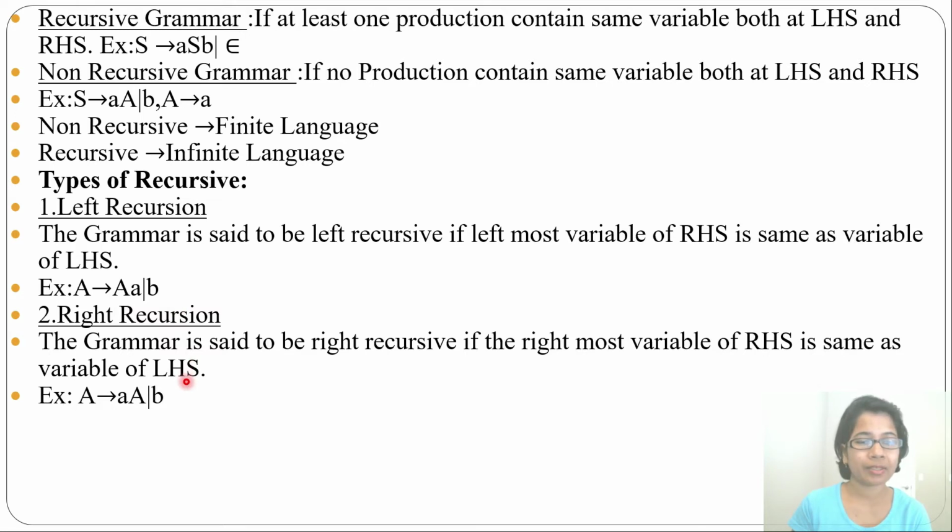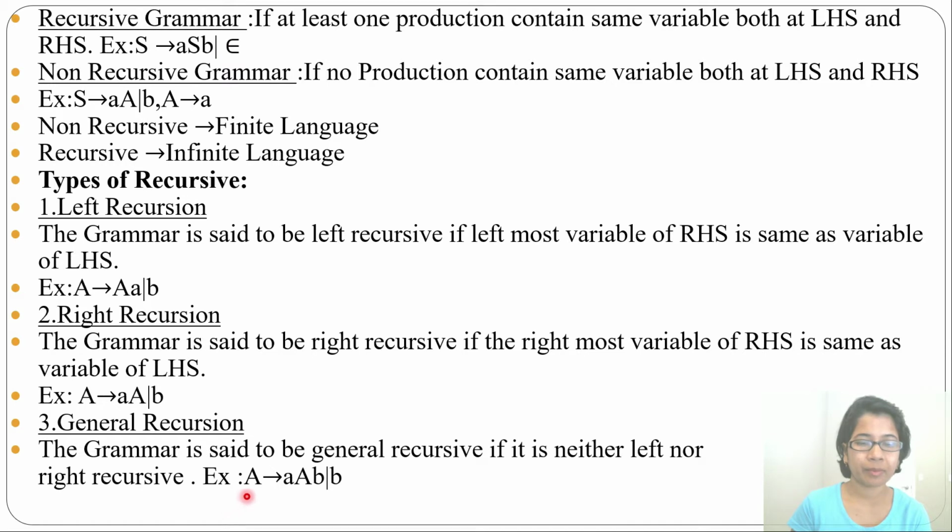Next, general recursion. If it is neither left recursive nor right recursive, this is a general recursion. You can see this is a general recursion. For example, from A, if you can derive BAB, this is a general recursion. If the LHS variable is the same as the RHS leftmost variable, then this is a left recursion. If the LHS variable is the same as the RHS rightmost variable, then this is a right recursion. If it is neither left nor right, then this is a general recursion.